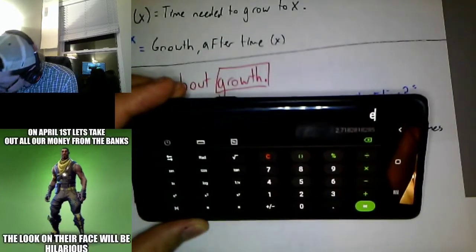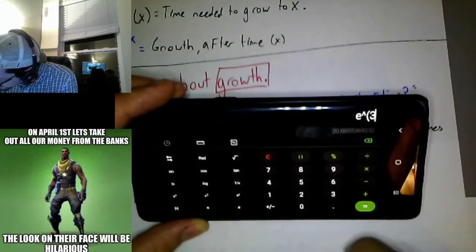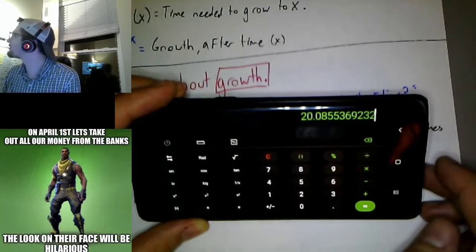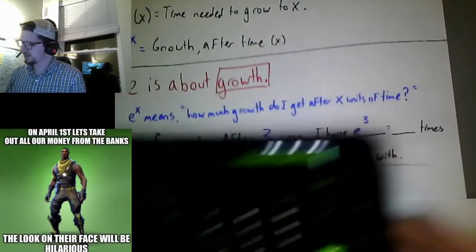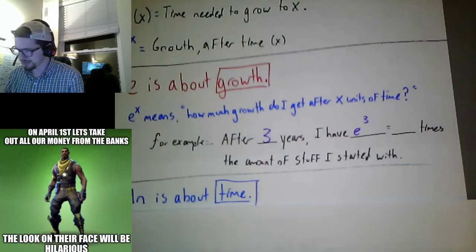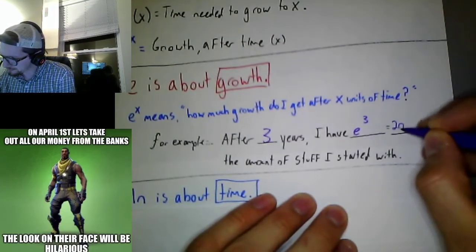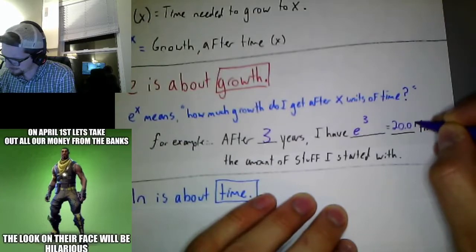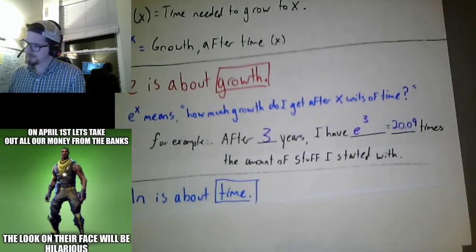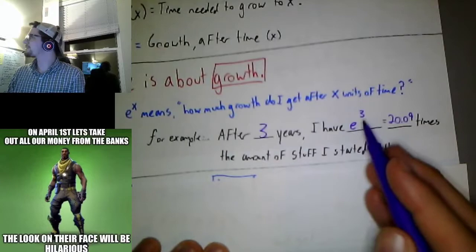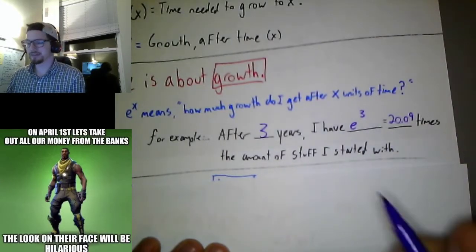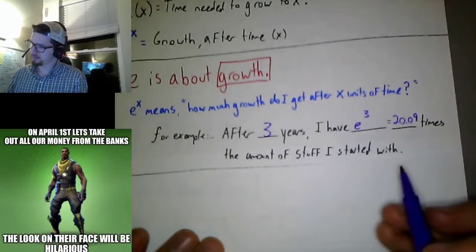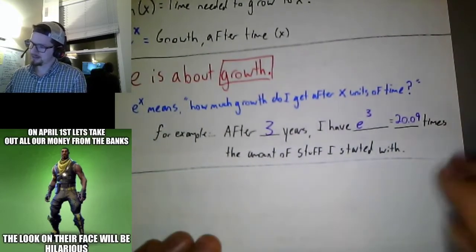So e raised to the third power gives me this number, 20.08. Roughly 20.08, 20.09. I'm going to write 20.09. So after 3 years, I have e to the 3, or 20.09 times the amount of stuff that I started with. Well, that's helpful.